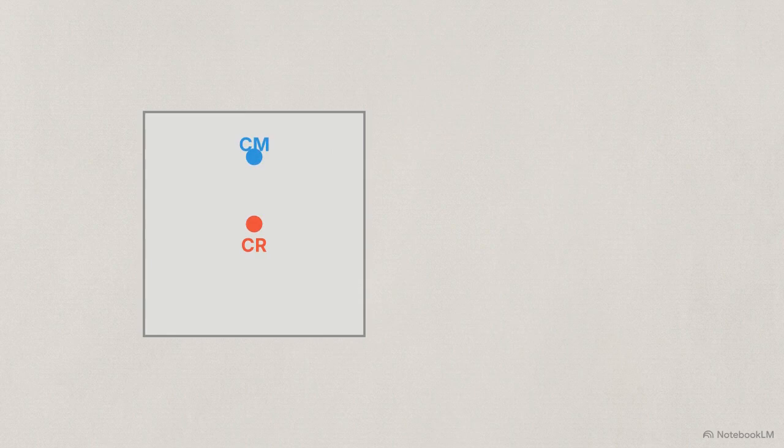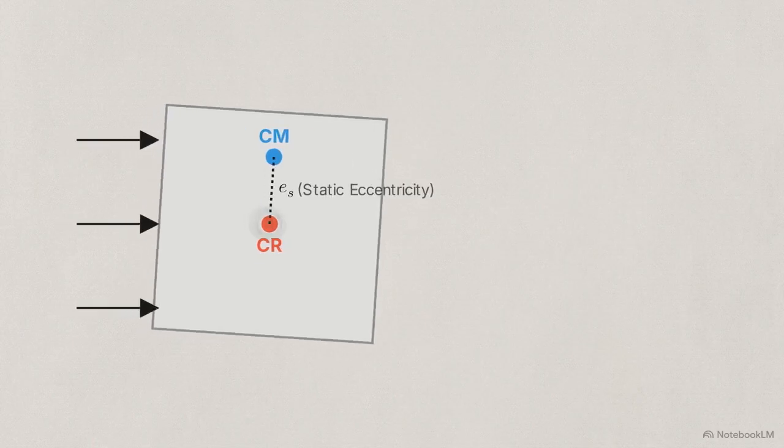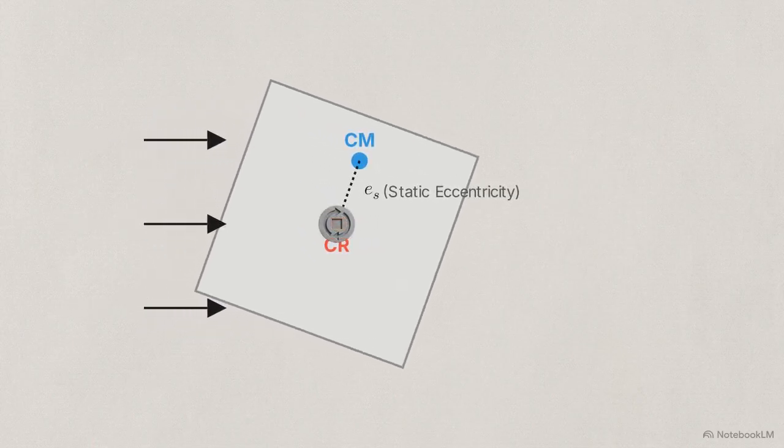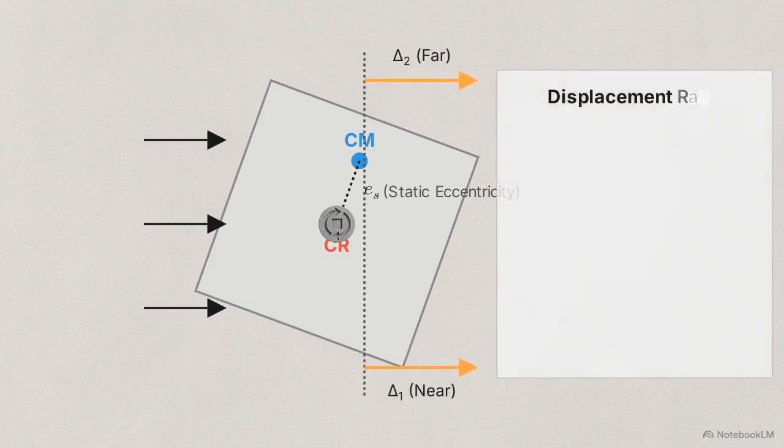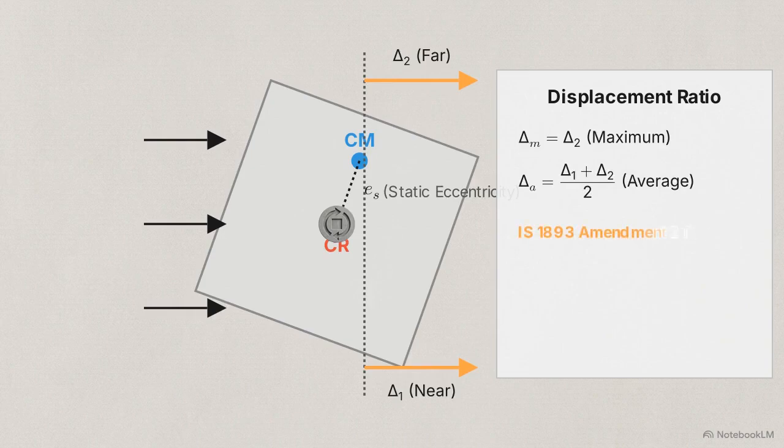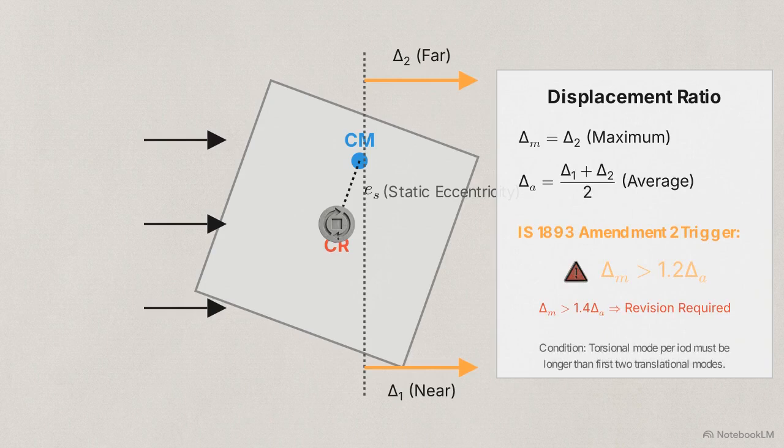But if mass or stiffness is asymmetric, the center of mass separates from the center of resistance. This distance is static eccentricity. When seismic force applies, the entire floor plate violently twists. IS 1893 Amendment 2 defines this torsional irregularity. It is triggered when extreme edge displacement, delta M, exceeds 1.2 times the average displacement, delta A.